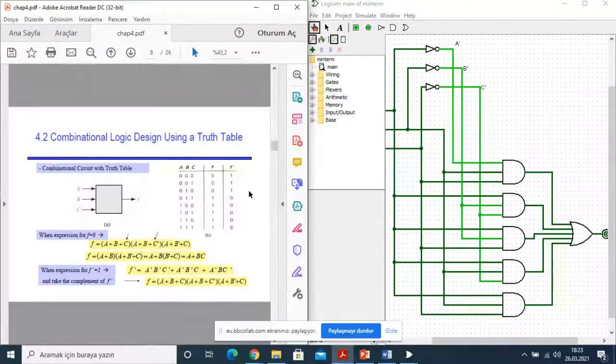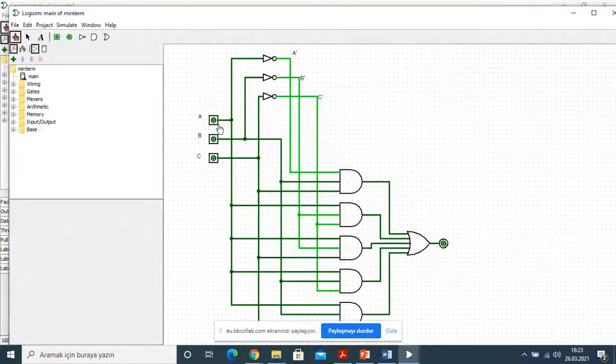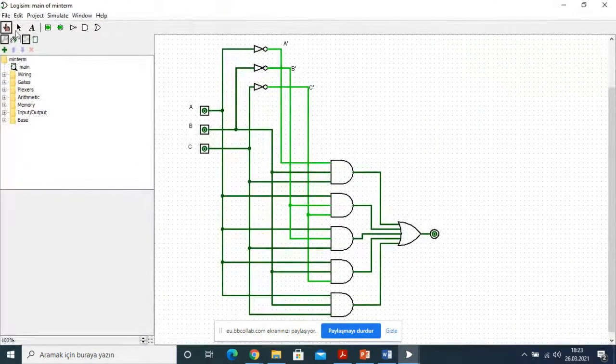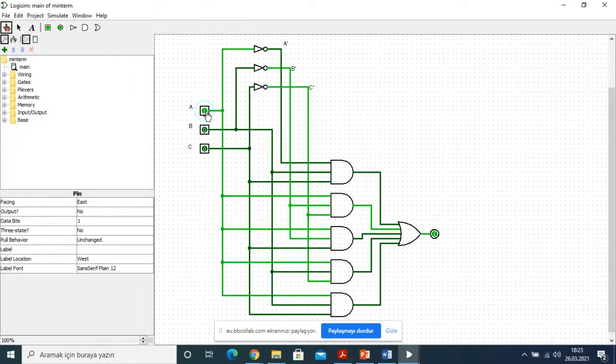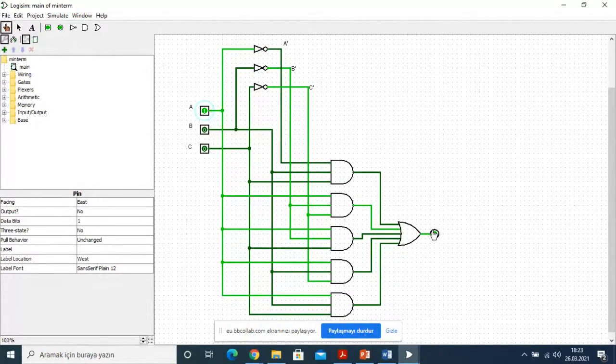And also take a photo of this truth table. Okay, let's see that. We have 3 inputs, right? And we can change this one. It means 1, 0, 0 means 1. It is correct, right? From the truth table.